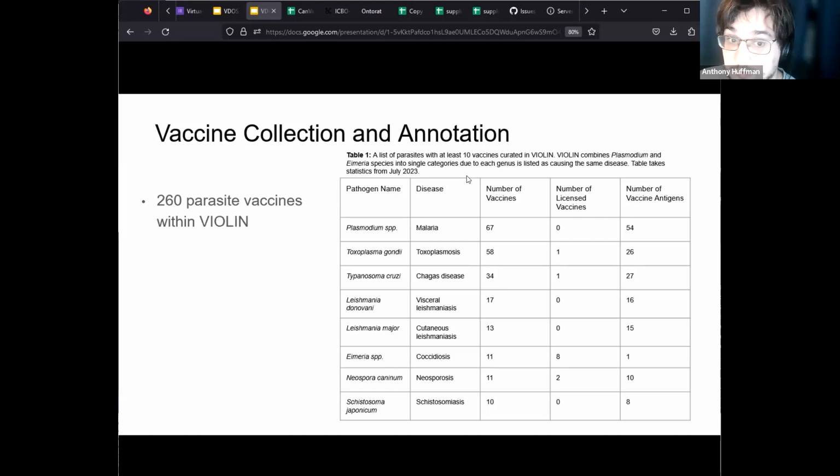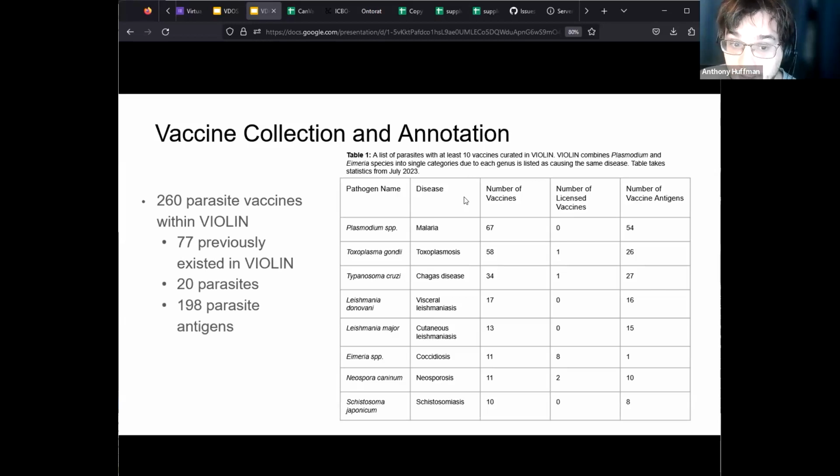Altogether, we have 260 parasite vaccines within VIOLIN, which was an increase from the 77 that we started with initially. From there, we are covering 20 different parasite species, and we have found a total of 198 unique antigens across these different species. One surprising factor we did find was that the vast majority of the vaccines in development were focused on humans, with only 12 of the vaccines targeting non-humans, typically either cattle or poultry, and most of these were from entries that we had before the update.